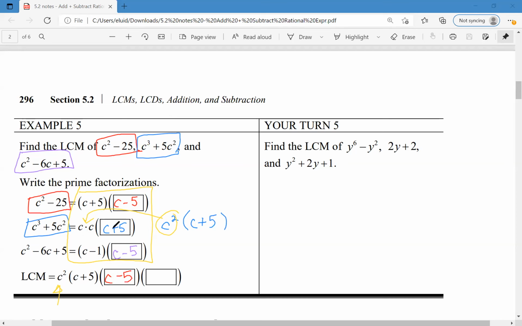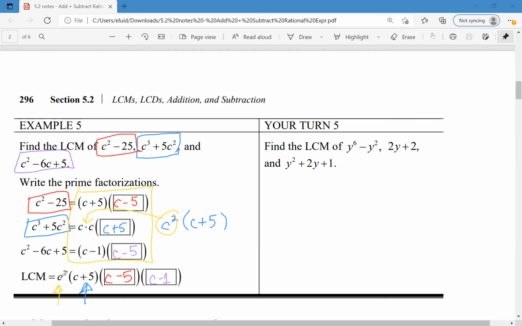Now, moving on to that second expression where we had the c squared, c plus 5, we already have the c plus 5 right here. We already wrote it down. And we know that we really only need one. It never appears more than once in one single expression, so it's already taken care of. Moving on to that third expression, c minus 1, c minus 5, we already have a c minus 5. So the only other factor left that we need is the c minus 1. So our full answer for the LCM is c squared, c plus 5, c minus 5, c minus 1.